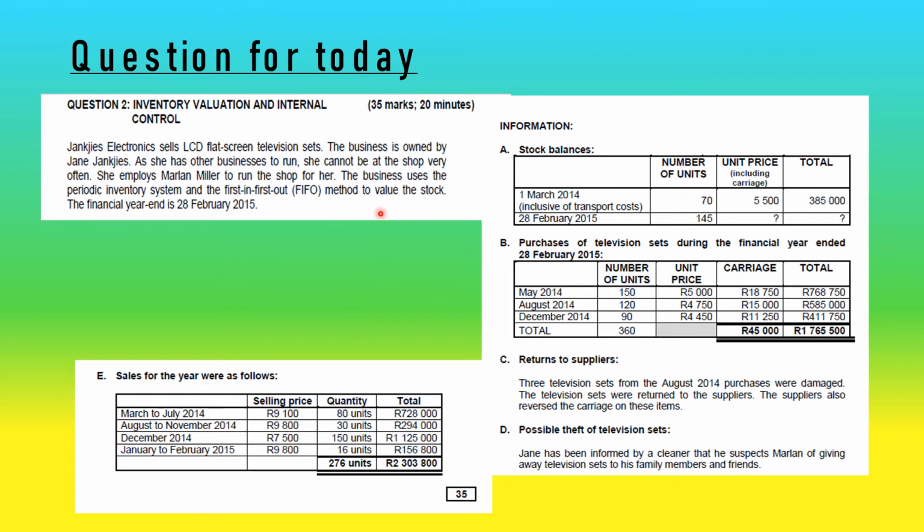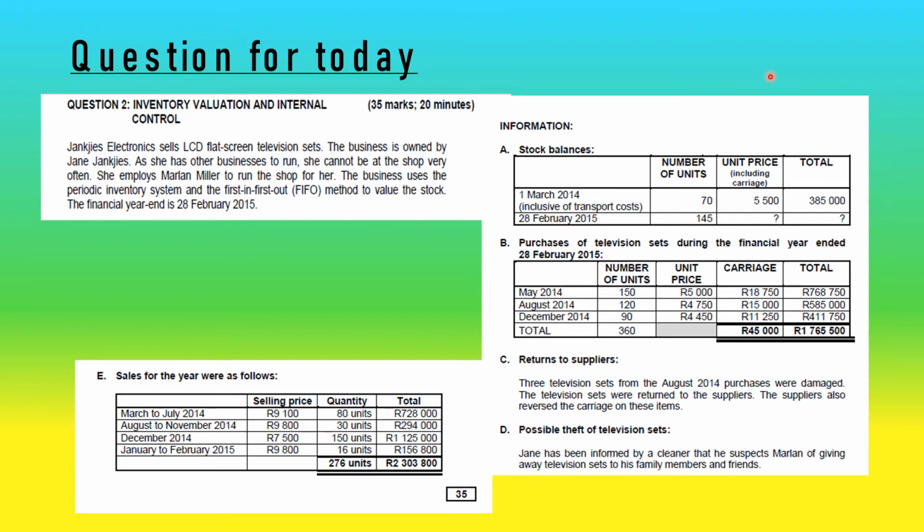So here we've got more information about the businesses. Always remember with inventory, it's very important to note what you're looking at. You're looking at the number of units here, which means that's your physical inventory number, right? That's your unit price. This is how much each unit costs, including carriage. Once again, important to note, it's including carriage. Transport cost needs to be included as part of the value of your inventory.